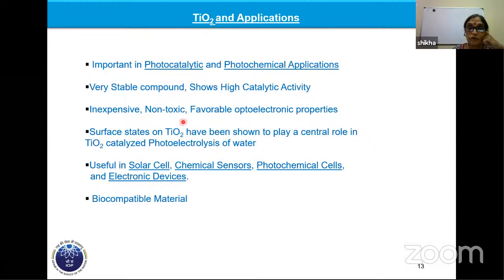So with this, TiO2 shows exceptional properties, something like it's a very stable compound, high catalytic activity, it's non-toxic, many optoelectronic properties. There are surface states on TiO2 which play a special role, and as we go along, we'll see this. And it is also useful in solar cells, chemical sensors, photochemical cells, electronic devices. This is also a very biocompatible material, as we'll see with the interaction with DNA.